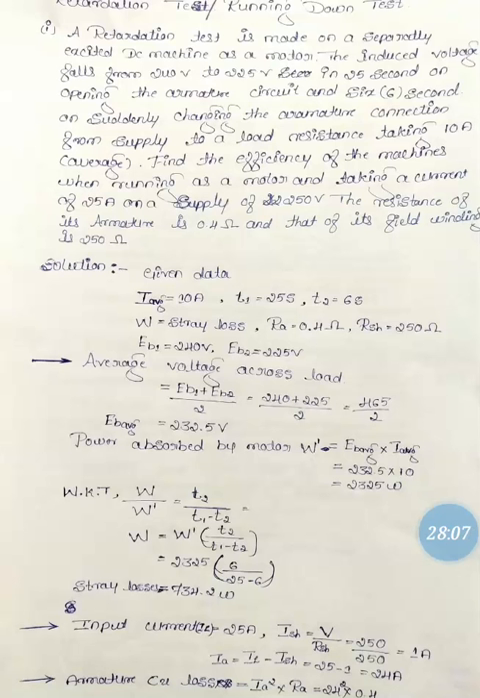So let me consider an example on retardation test or running down test. A retardation test is made on a separately excited DC machine as a motor. The induced voltage falls from 240 volt to 225 volt in 25 seconds on opening the armature circuit, and 6 seconds on suddenly changing the armature connection from supply to the load resistance, taking 10 ampere average. Find the efficiency of the machine when running as a motor and taking a current of 25 ampere on a supply of 250 volt.